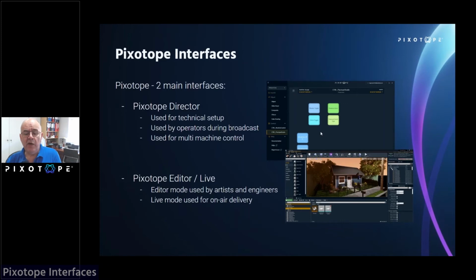So if we look at our interfaces, the two main interfaces in Pixotope that we've been covering this last 7 days, we have the Director interface, which is our technical setup, and it's also for operation control. But it allows us to do multi-machine control, and that's what I'm building up to here. We have our Pixotope Editor, which we've spent a large amount of time in for the last week, doing our creative work. But when it comes to going live, we're going to go into live mode. We don't want to encourage changes on the fly. We can still make changes via Director if we have to, for position and for certain parameters, but we don't want to make wholesale changes.